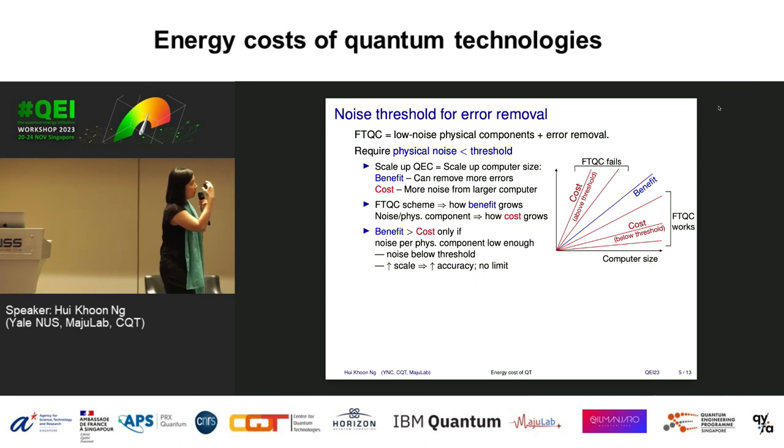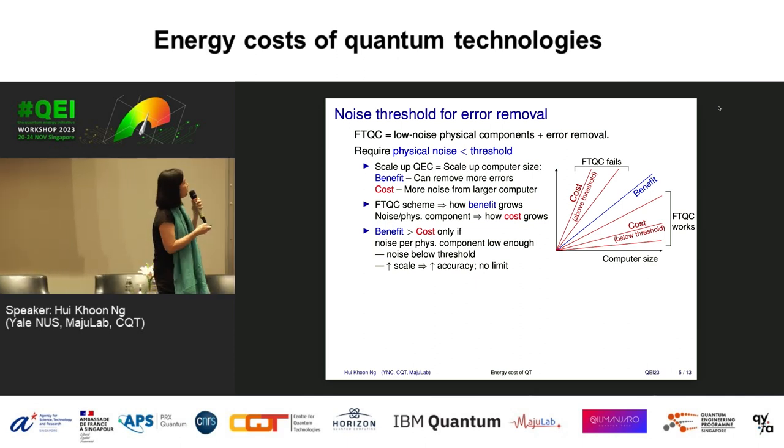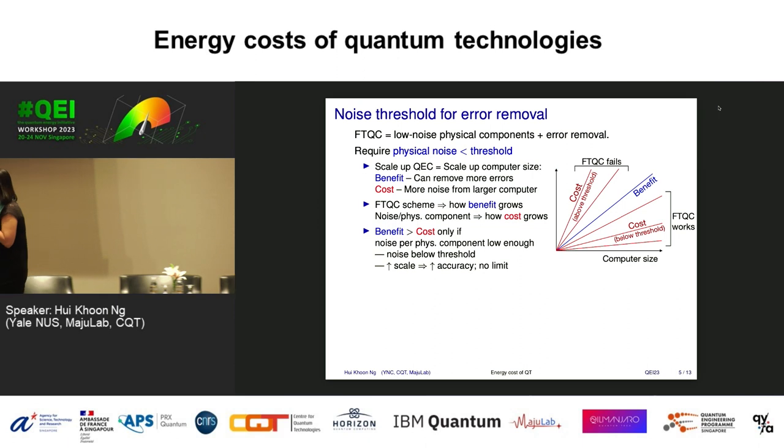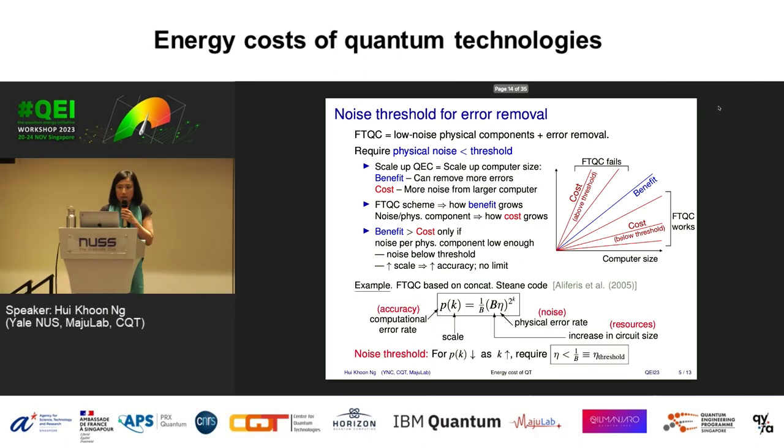This is explained by this very simple picture, where the benefit grows according to the computer size K, and this is determined by your fault-tolerant quantum computing scheme. Then the cost, which is the noise per component, also grows because your computer is just getting larger. So the cost for the total computer also grows, and depending on where you are, your physical device might be in this region or this region. If you are here, it's good news because your fault-tolerant quantum computer will work, your benefit is higher than the cost, but if you're here, you're in bad shape. That determines what this threshold is.